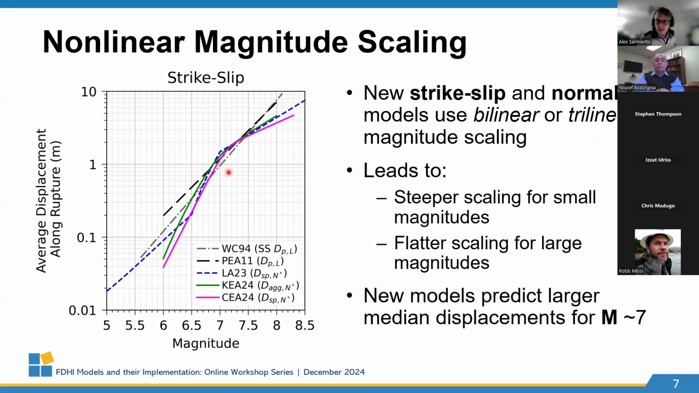I do want to mention that the new models do predict larger displacements around magnitude 7. This is roughly near the breakpoint, or the upper breakpoint, in the nonlinear scaling. And interestingly, this magnitude 7 is also the richest part of the database for strike slip and normal events. So there's a good bit of data telling us that we're seeing larger displacements around magnitude 7.